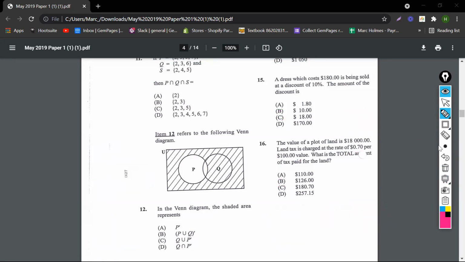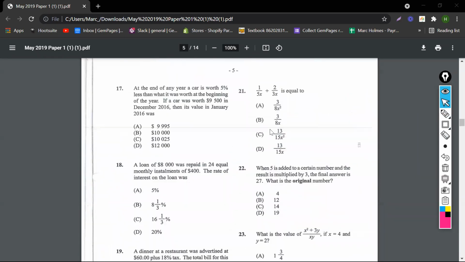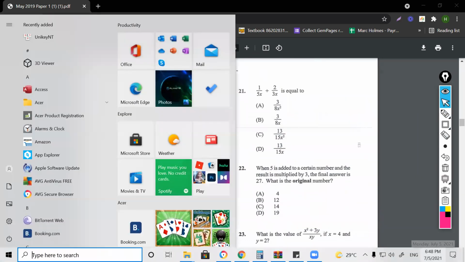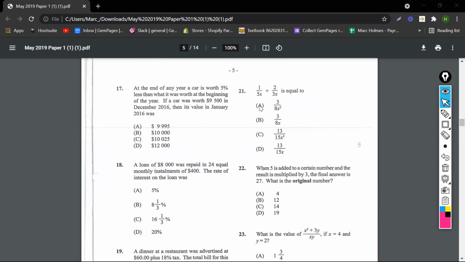So we're moving on, and let's go to number 17. We need to move a bit faster though. It's almost 6:48. All right, so it says here, at the end of any year, a car is worth 5% less than what it was at the beginning of the year. If a car was worth $9,500 in December 2016, then its value in January 2016 was... and that makes perfect sense, guys. The answer for this one is definitely B. I'm just going to tell you that straight.